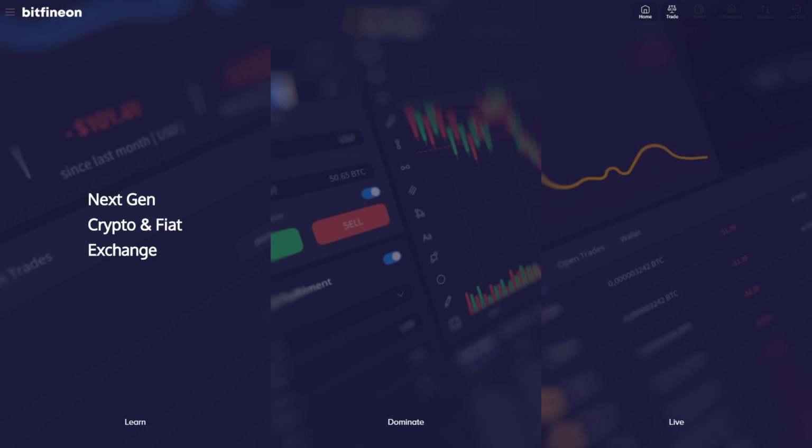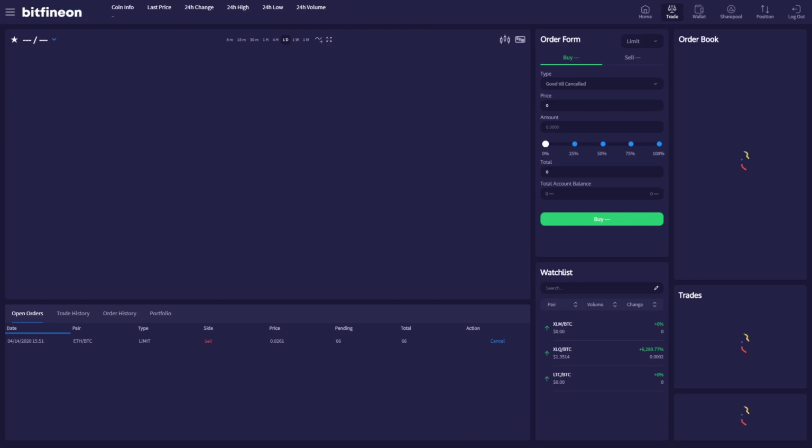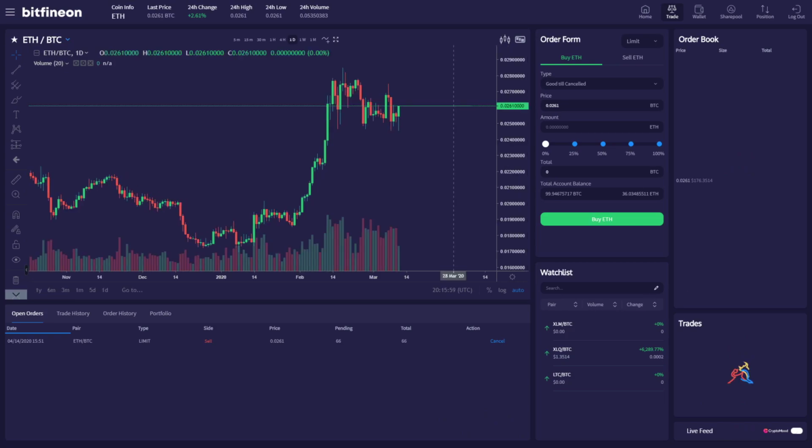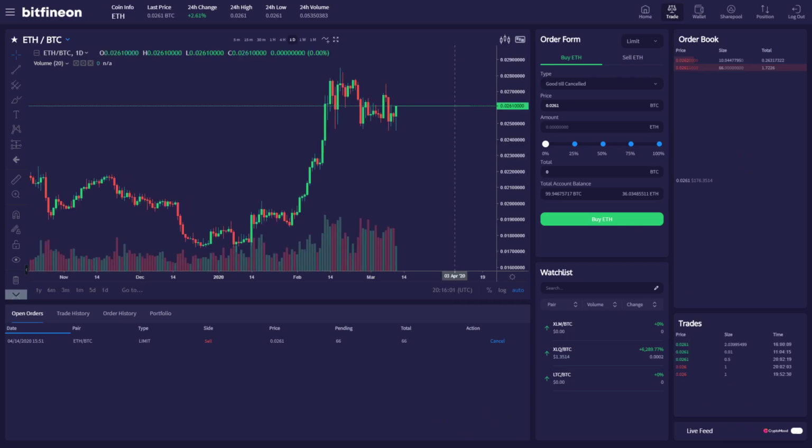So I'm actually already signed in. We're going to go to the trade page or the exchange page and give you guys an overview. You can see here that the backend is actually operational right now. We have an open trade. I'm actually going to cancel that position out and walk you guys through placing an order.